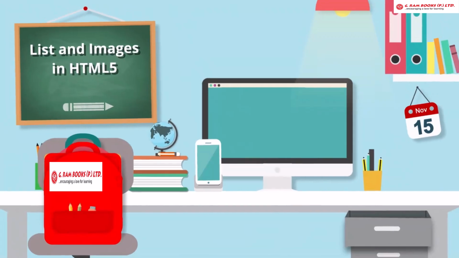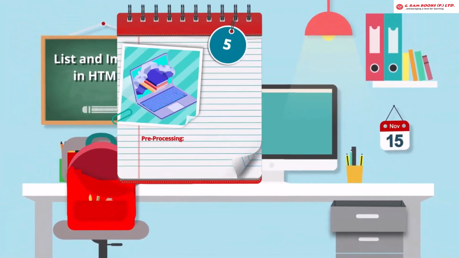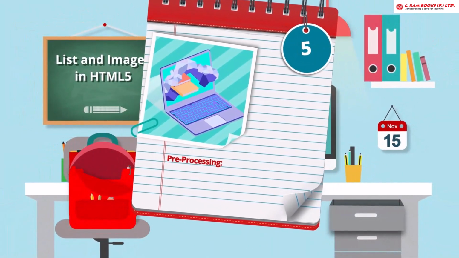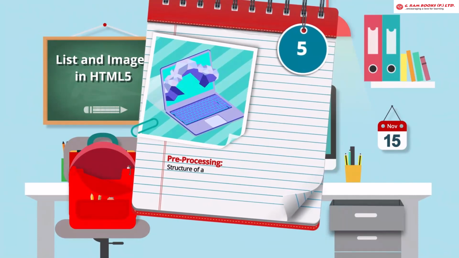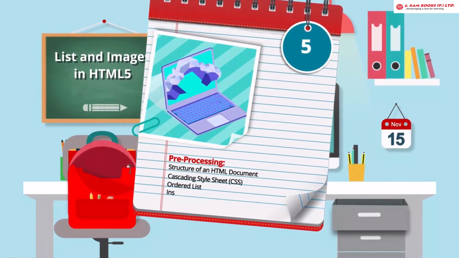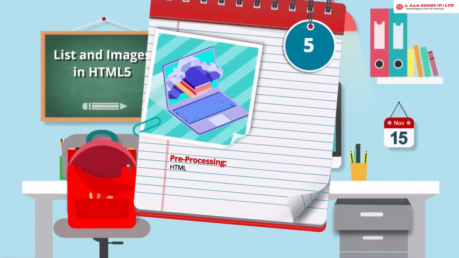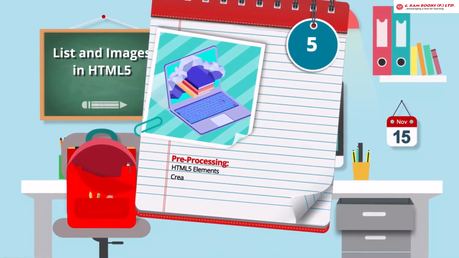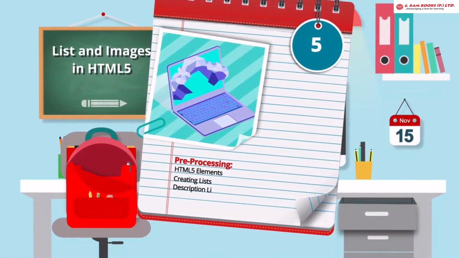Chapter 5: Lists and Images in HTML5. Pre-processing: structure of an HTML document, cascading style sheet (CSS), ordered list, inserting images, HTML5 elements, creating lists, description list.